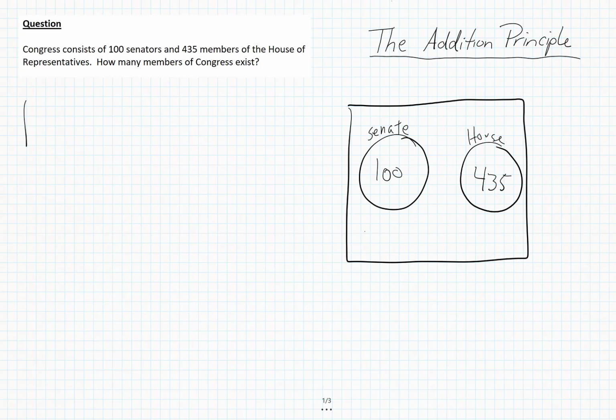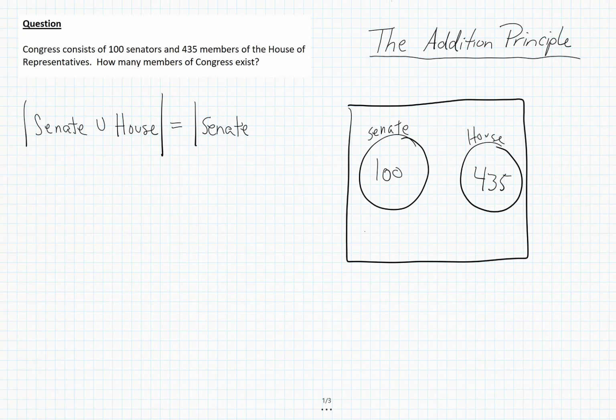So another way we could have stated this problem is basically what's the union of the Senate and the House of Representatives, which we'll shorthand by House here. So what's the cardinality of that set? That's what those little absolute value symbols mean there. So cardinality meaning count, how many of them are there. So Congress is just represented by that.